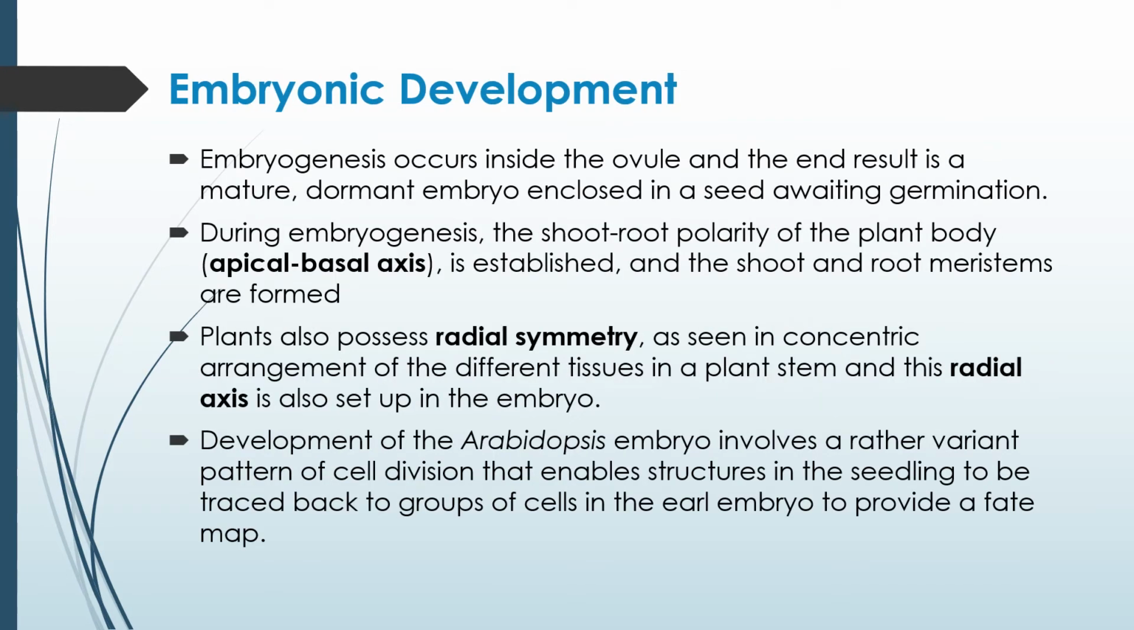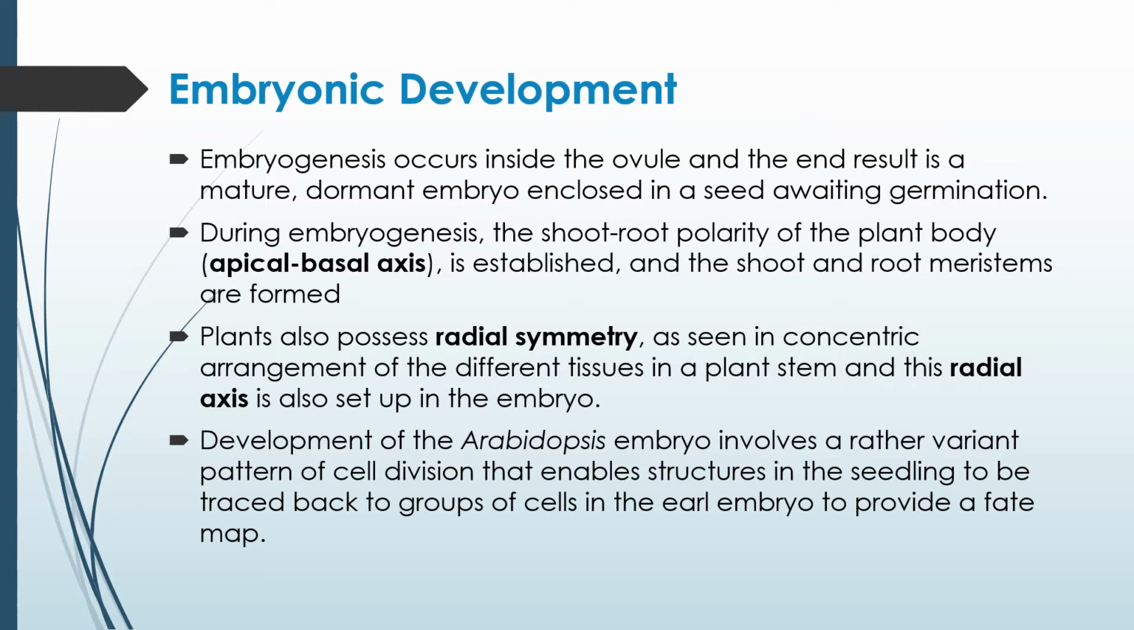So, for embryonic development, embryogenesis occurs inside the ovule, and the end result is a mature, dormant embryo enclosed in a seed awaiting germination. So, during embryogenesis, the shoot-root polarity of the plant body, or the apical-basal axis, is established, and the shoot and the root meristems are formed. Okay? So plants also possess radial symmetry as seen in the concentric arrangement of the different tissues in a plant stem, and this radial axis is also set up in the embryo.